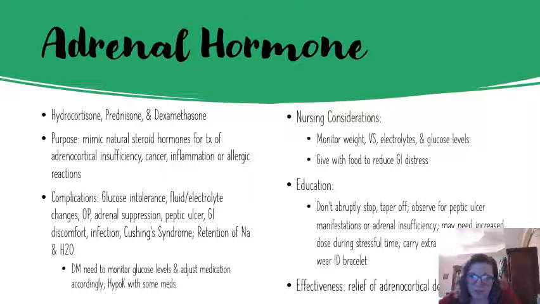So complications of this are going to be, of course, glucose intolerance, like with the glucocorticoids, so we're going to monitor their glucose levels. Fluid and electrolyte changes can occur, so we're going to monitor their electrolytes. Osteoporosis, again with glucocorticoids. A lot of these in the first section, all the way till the semicolon, are specific to the glucocorticoid classification. Adrenal suppression, peptic ulcers, GI discomfort, infection, and Cushing syndrome. So those are all from the glucocorticoids. And then retention of sodium and water is going to be a complication of the hydrocortisone.